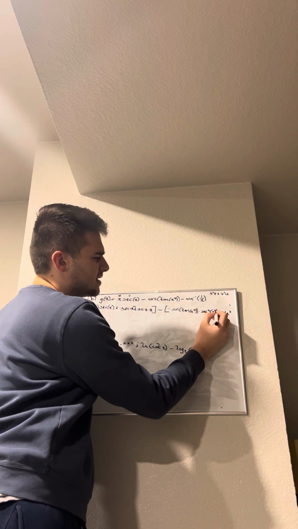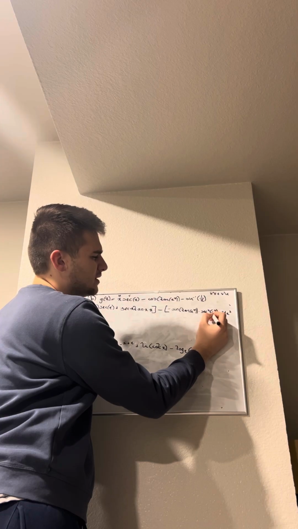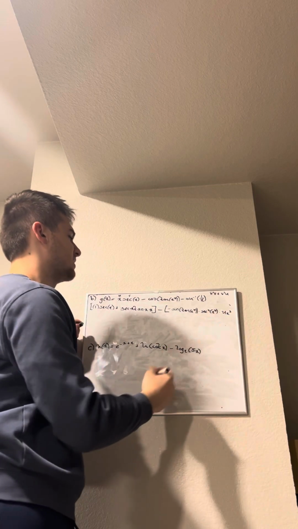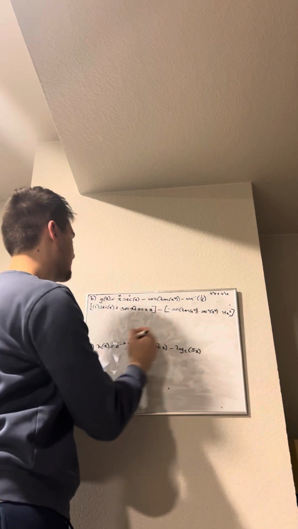So in this case, we bring down the 4, and you have 4x, and then you subtract 4 minus 1 to get the new power, which is 3. So put that into big parentheses.